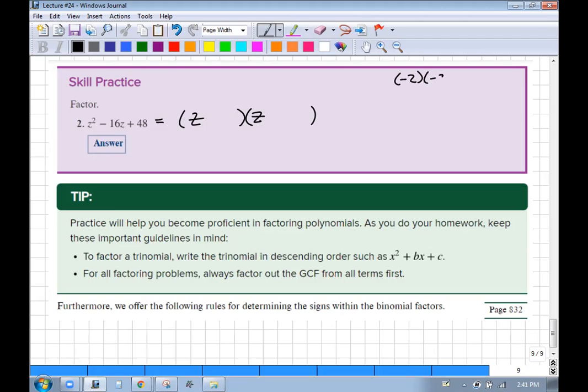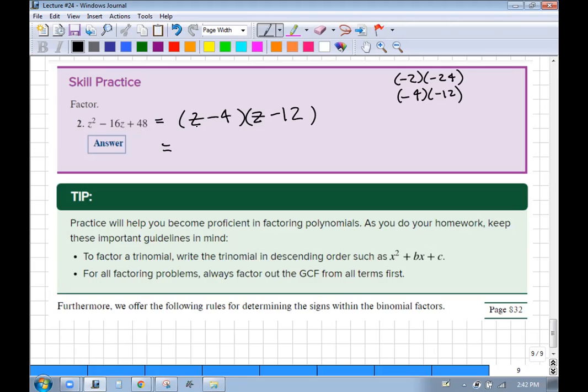Negative 2 and negative 24 give us 48, but they don't add to be negative 16. What else do we got? I have to use my calculator. 4 and 12. We use negative 4 and negative 12. Those multiply to give me a positive 48, but they add to give me a negative 16. So we need a negative 4 and a negative 12.